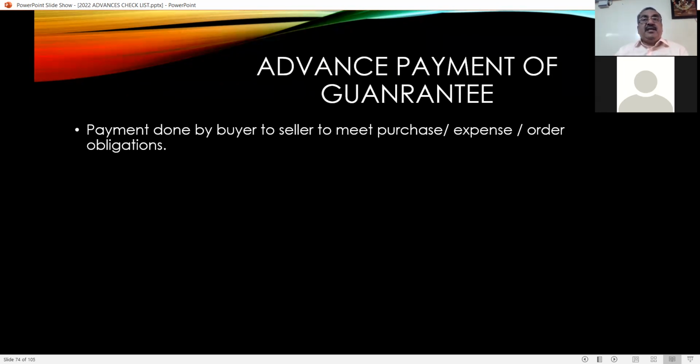That is, payment done by the buyer to the seller to meet purchase expenses and order obligation. Because only on behalf of you, I am manufacturing it. Okay, for that you have to make the payment of 5 crores. Yes, I am ready to make the payment of 5 crores. What is the guarantee for me, if you do not supply and my money has gone? So for that, the person who is making the advance payment requires you to produce the guarantee. This is called advance payment guarantee, and the buyer insists the seller to produce the guarantee.